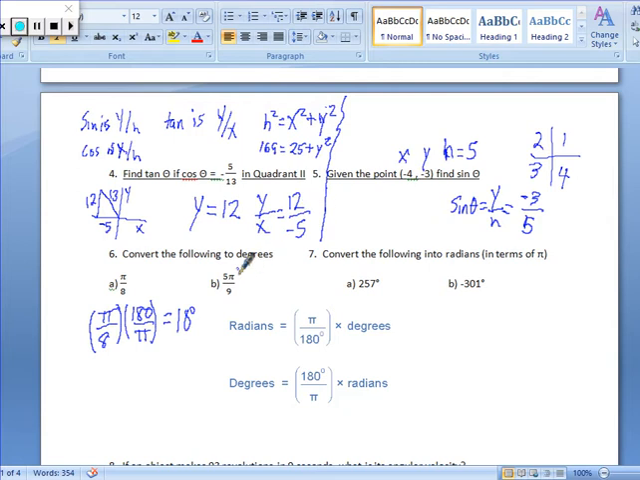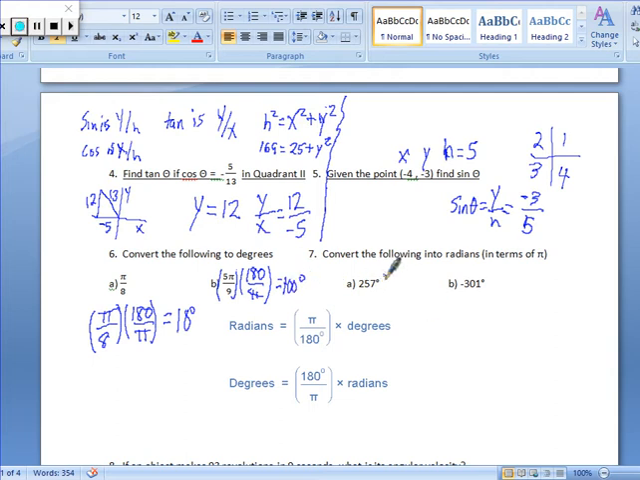Right here, same thing. Put this in parentheses. Multiply by 180 over pi. And you're going to get, I should have had this memorized already. You're going to get 100 degrees.